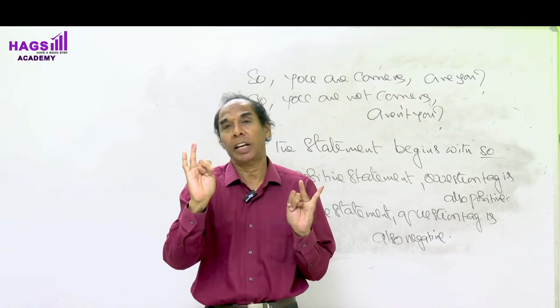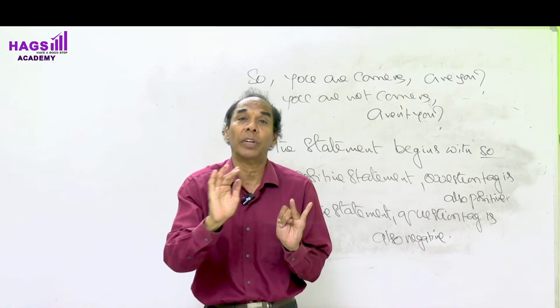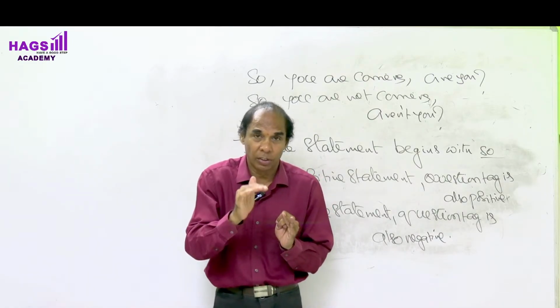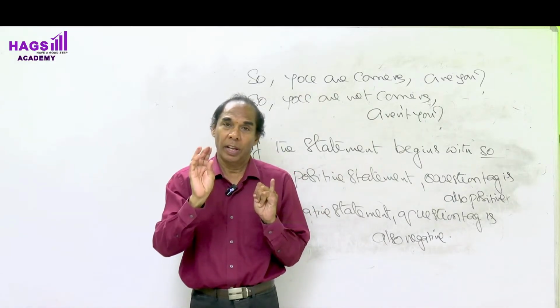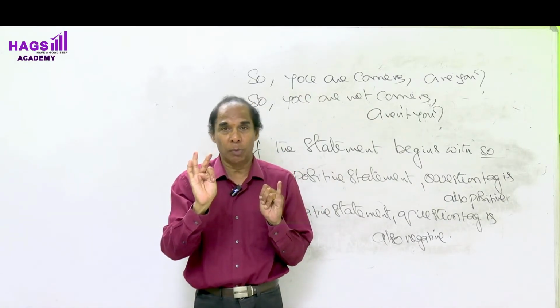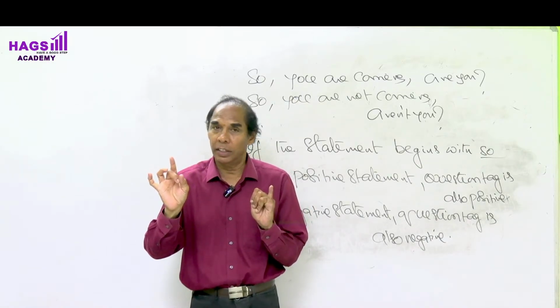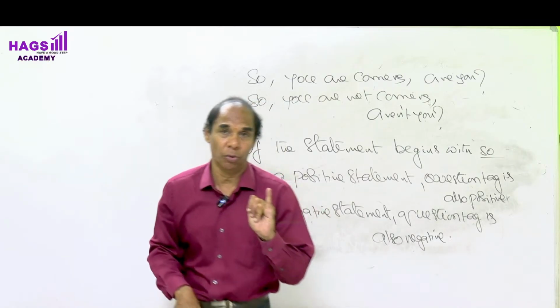Model number 3. Hardly, scarcely, rarely, barely, seldom, never. These 6 words always give negative sense. So, in the case of all these 6 words, the question tag is positive. Model number 4. A few, the few, these 2 are positive. Few is negative. A little, the little, these 2 are positive. Little is negative.